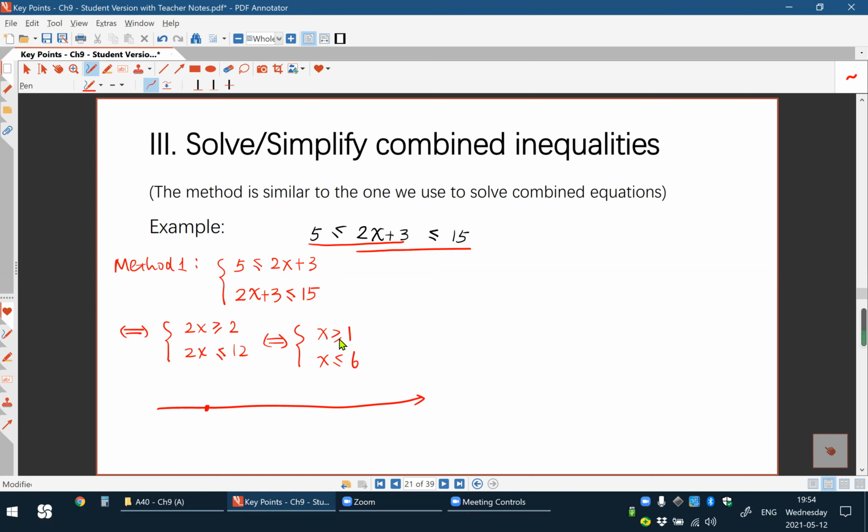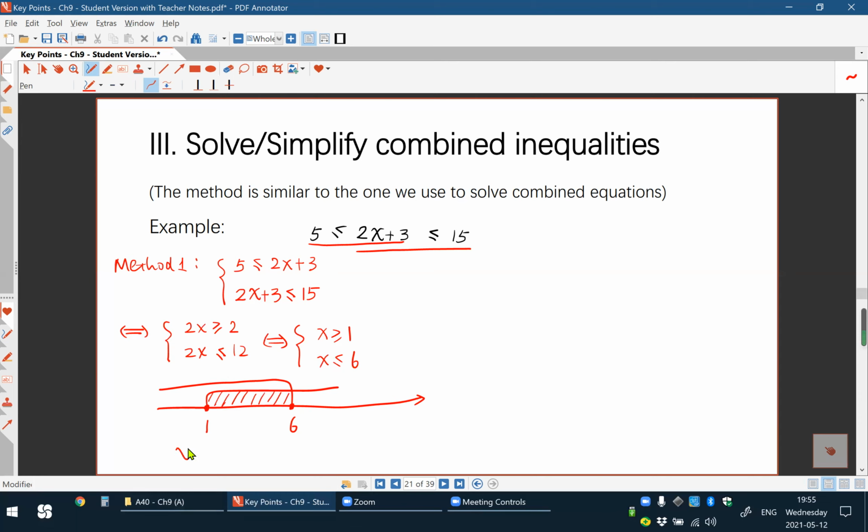Okay, first solution is x is greater than or equal to 1. Suppose this is 1. That means this is our solution, right? All the numbers that are equal to or greater than 1. The second inequality tells us we should find all x's that are equal to or smaller than 6. So this is our second solution, right? So the intersection part, which is the shaded area here, is the final solution, right?